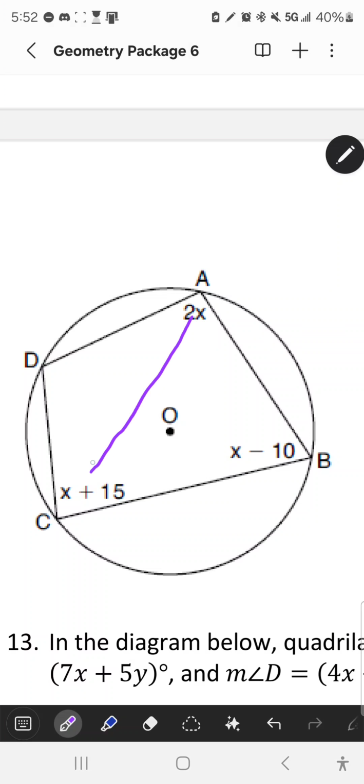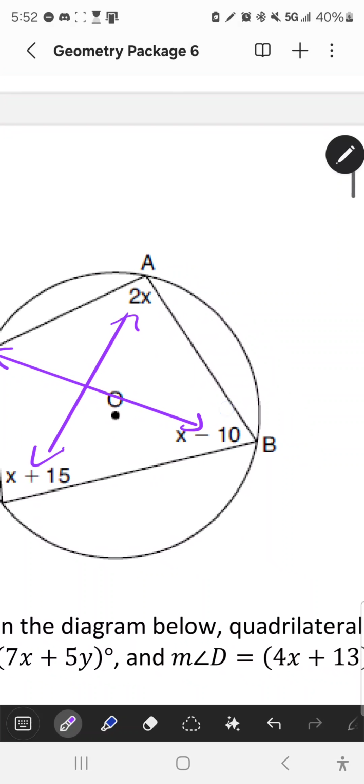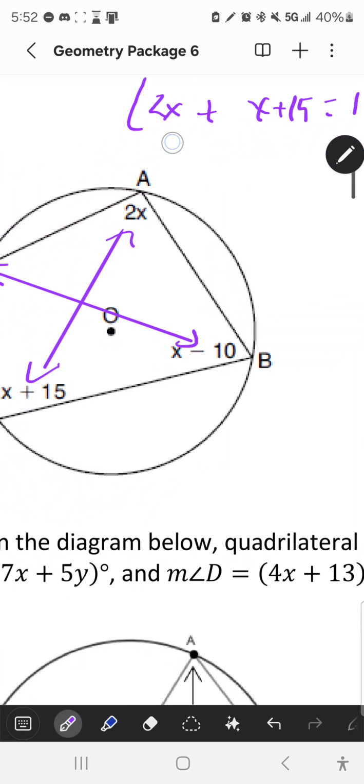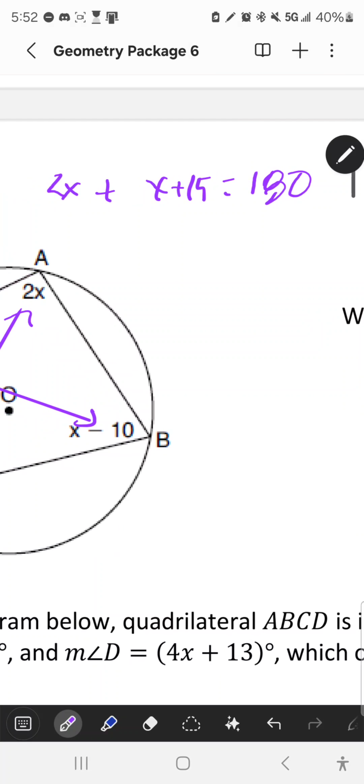So we have the perpendicular lines and we see that 2x plus 15 equals 180. And then again, D plus x minus 10 equals 180. So first we need the x. So 2x plus x plus 15 equals 180. Again, we don't need the parentheses because it is an addition, and for addition the parentheses don't matter.